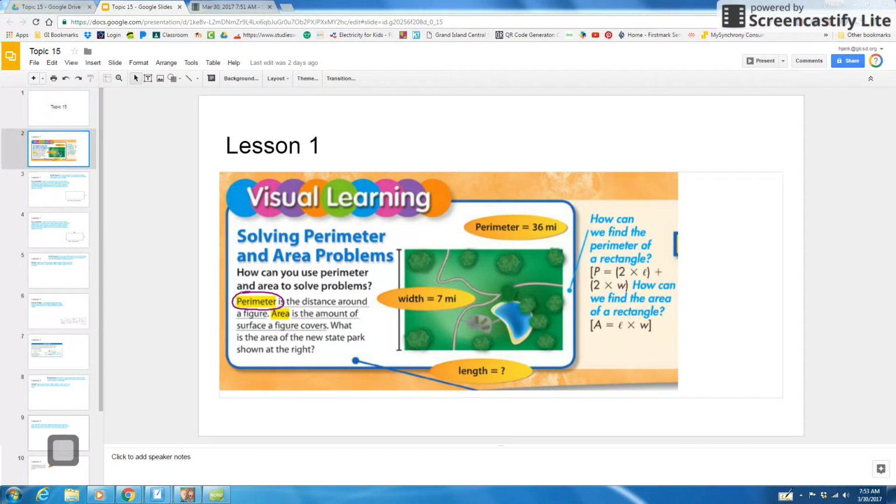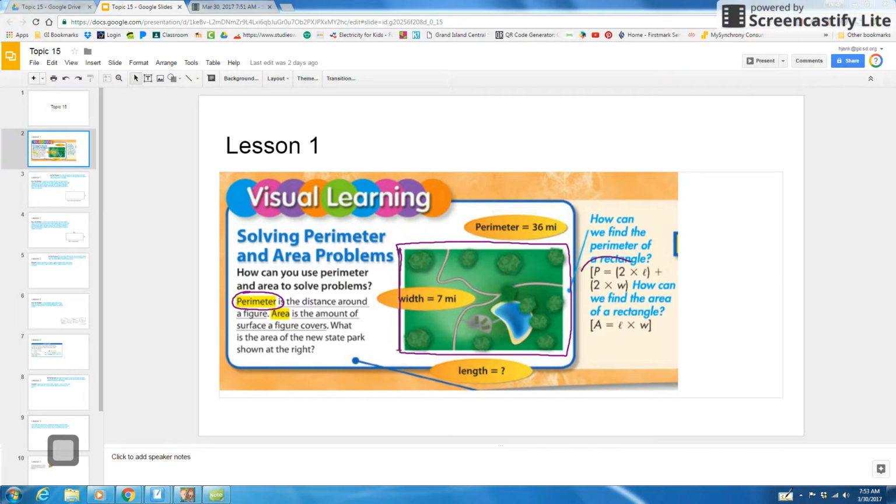So let's start with our perimeter that I circled in purple there. It's the distance around a figure or shape. So we have this park here. If I wanted to know the perimeter, I would walk all the way around the outside of this park, and that would be my perimeter. It's the distance it took me to go around something, the perimeter of something.